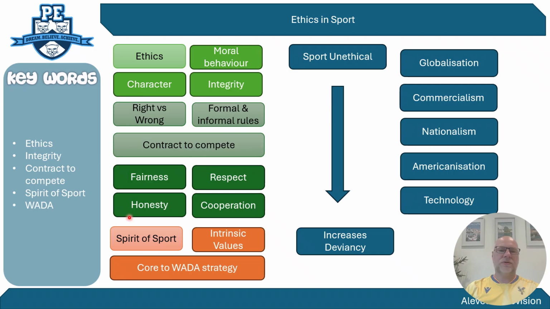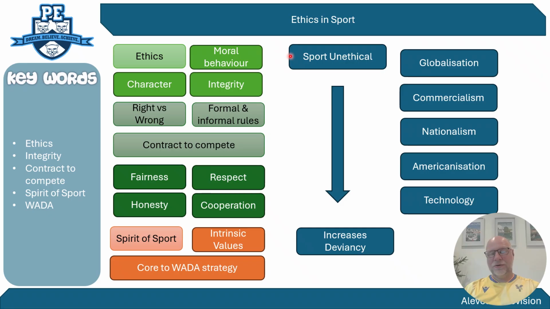The basis of what we base ethics on is fairness, respect, cooperation, and honesty. Now, if you're struggling to think about how you would determine what is ethics in sport, these are the key words for saying this person is really ethical as a performer. And we get the concept of spirit of sport involved in that, and the spirit of sport really drives the World Anti-Doping Agency strategy, and we'll look at the spirit of sport in the next slide on. And it's based on a bunch of different values, so we'll go over that as well.